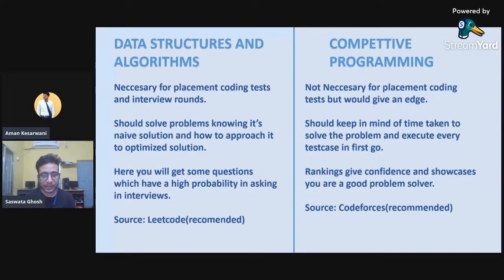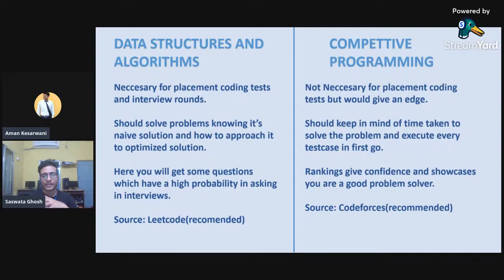But in competitive programming, that's not the case because there is a time constraint, right? If you have gone through any competitive coding contest like Google Hash Code or Google Kickstart, you will see that in a particular amount of time you are given some questions to solve, and the less time you take to solve them, the more points you get. So you don't have any time to think about the nice solution.